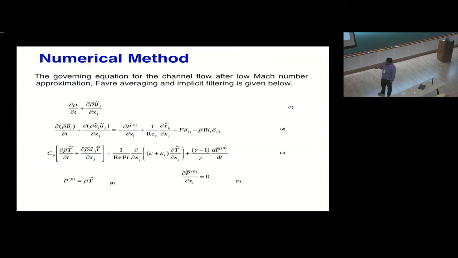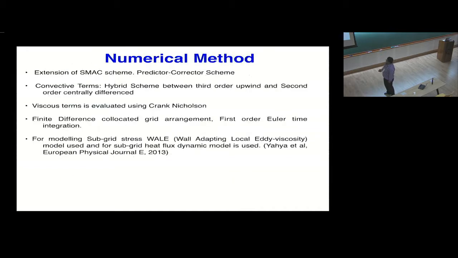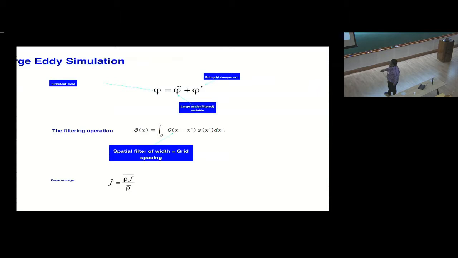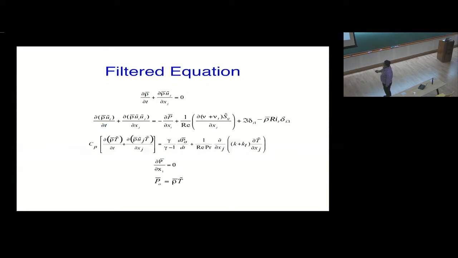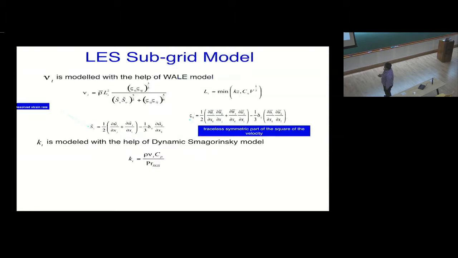We considered Cp to be a constant, but k and mu were varied with the help of Sutherland's law. So this is our scheme. You have a filtered field, these are just normal equations. If you have a filtered field and you have a subgrid component, then you have a filtering operation and all those things. So finally, the filtered equation comes out like this, which has 5 equations.